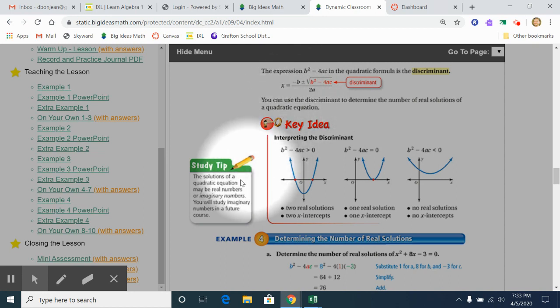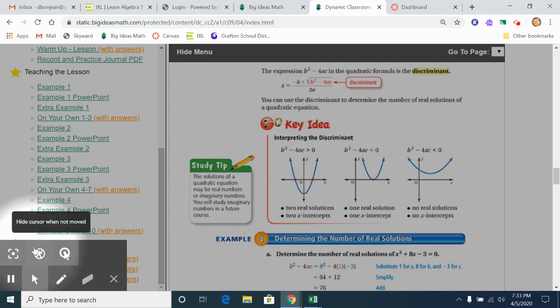So real quick, we look at this real solutions thing and wonder what that even means. The study tip here says that the solutions of a quadratic equation may be real numbers or they could be imaginary numbers. Imaginary numbers are something we're going to study in a future course, so let's not worry about them right now. Just know that's what we mean when we say real solutions.